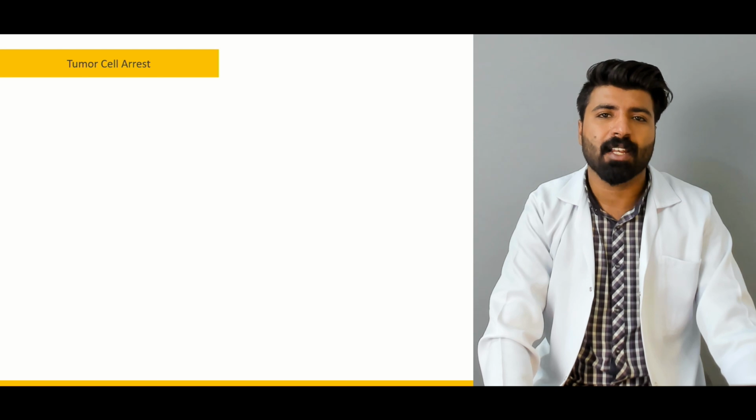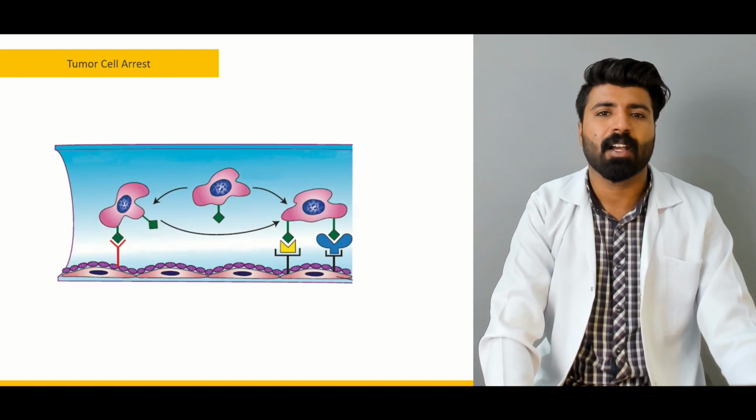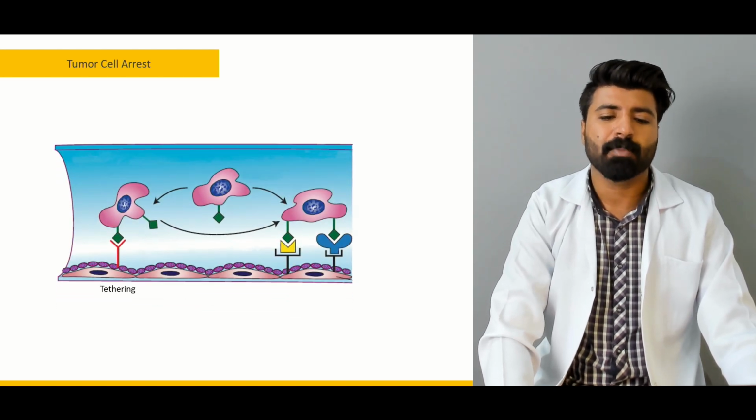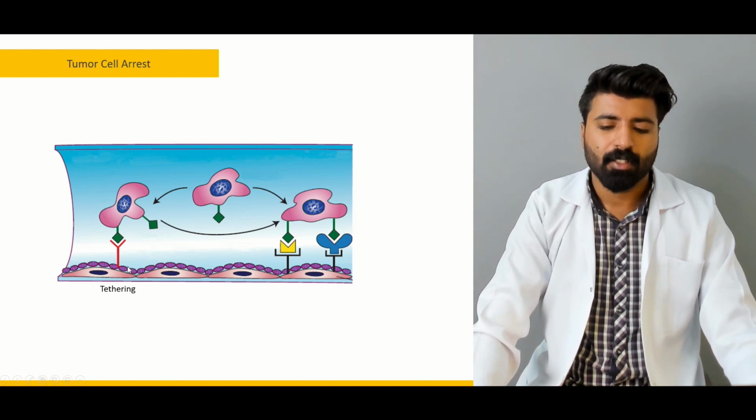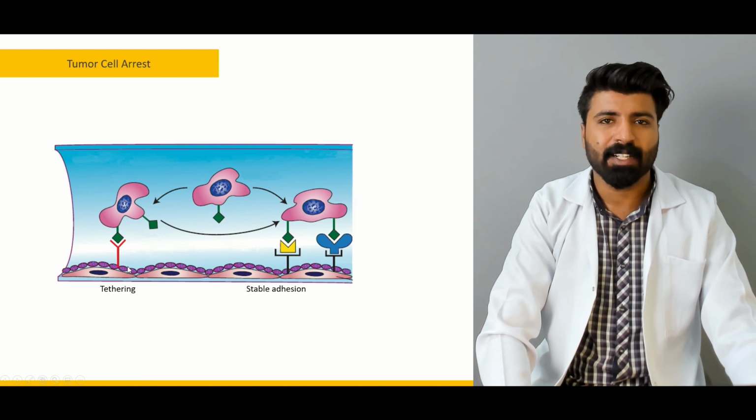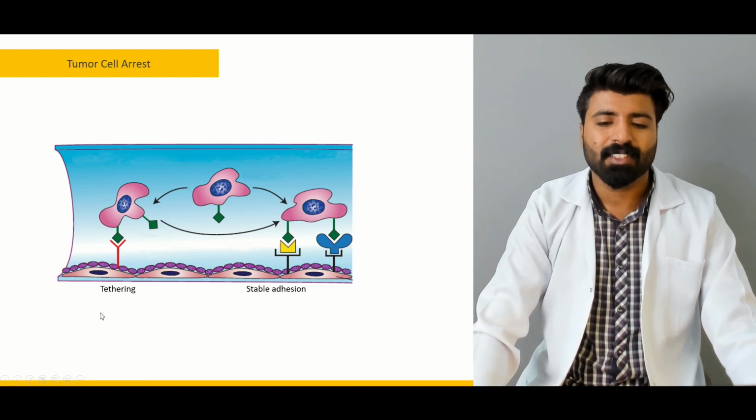Next on, we have tumor cell arrest. What does tumor cell arrest mean? Tumor cell arrest means that there is tethering. This is tethering. There are either E-selectin or P-selectin. We're going to talk about it. Now, this is tethering, but this is stable adhesion.